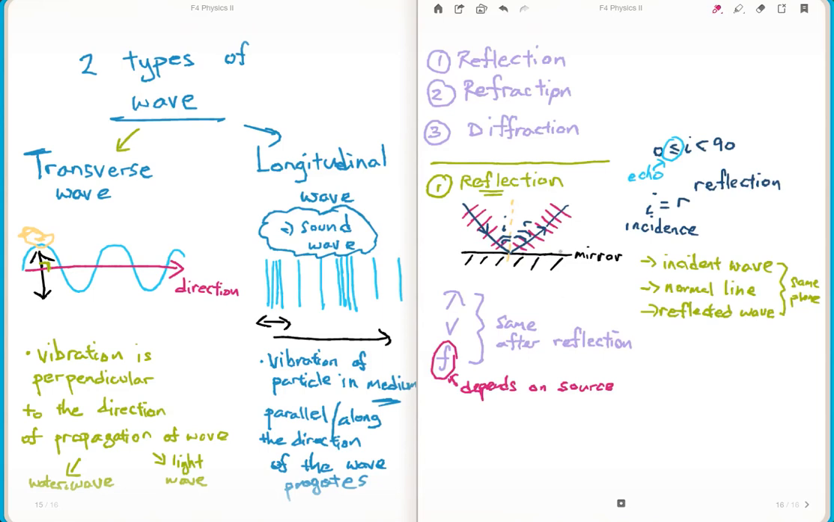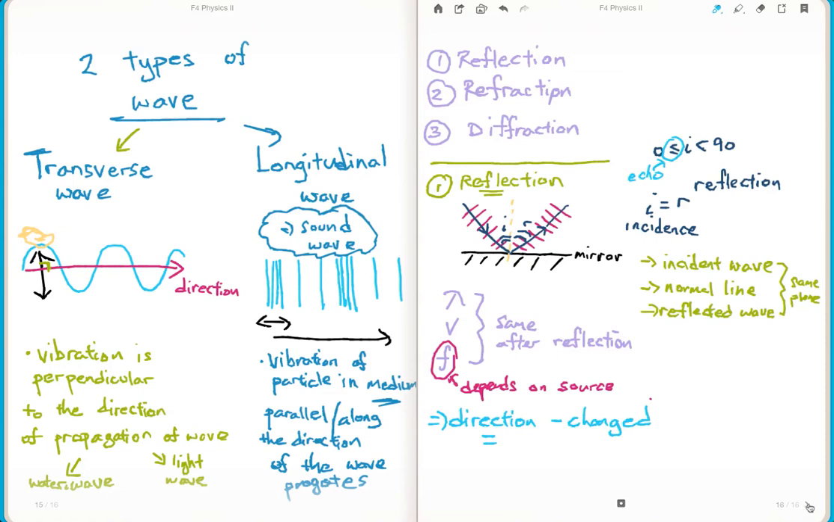The only thing that changes is the direction. Obviously the direction of the wave changes, because initially it's coming from here down, then bounces off. That's why the direction changed. The rest is the same for reflection.